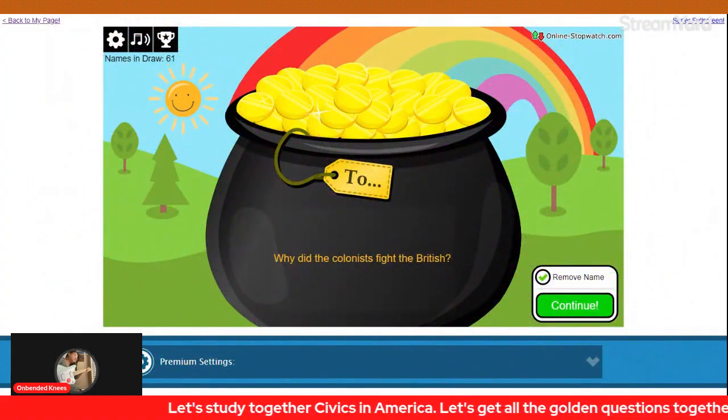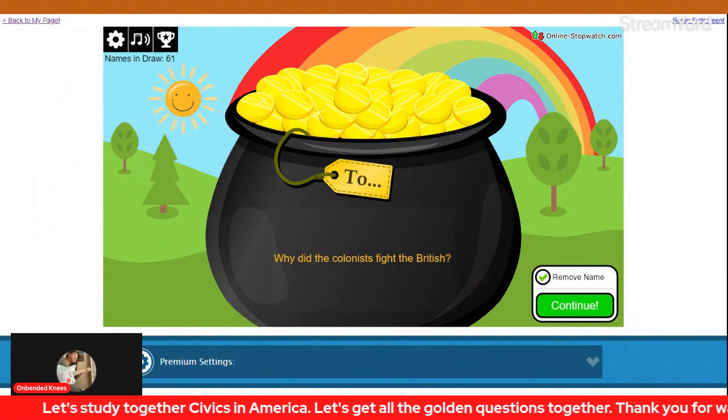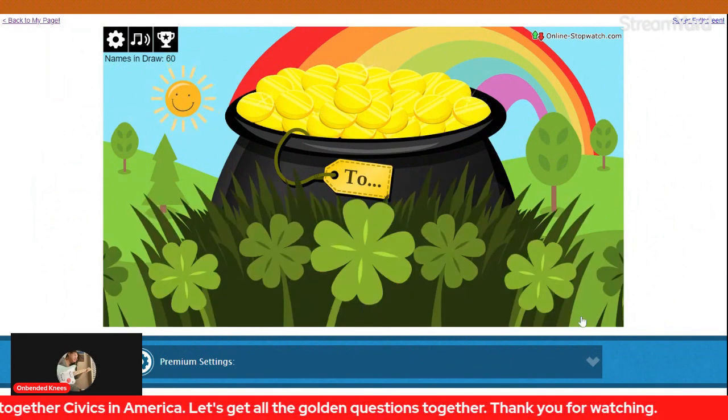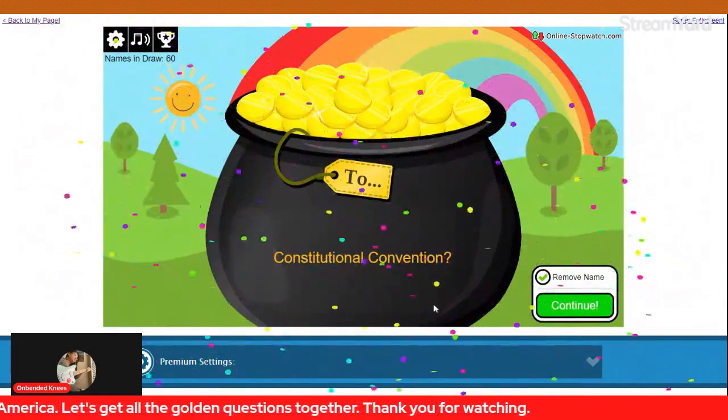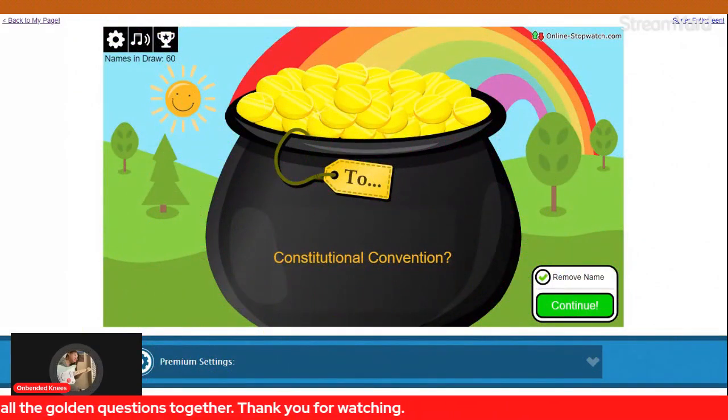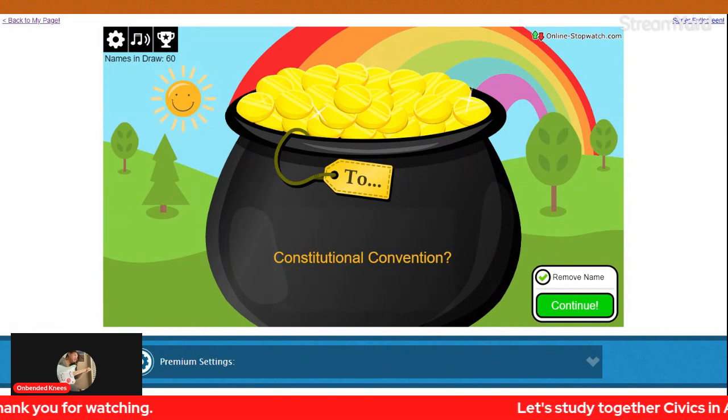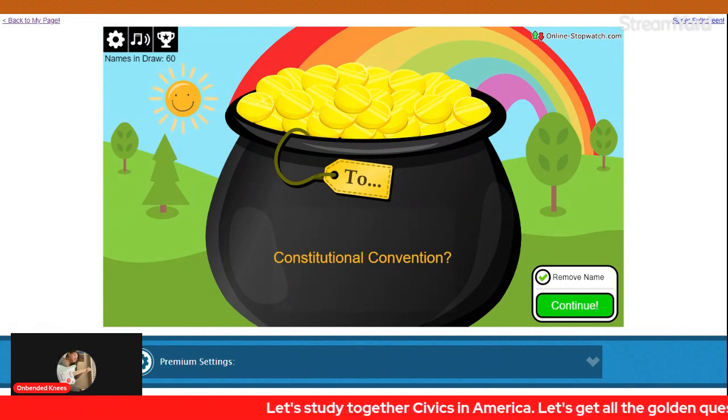The colonists fought the British because of high taxes. Taxes without representation. Next. What happened at the Constitutional Convention? The Constitution was written.